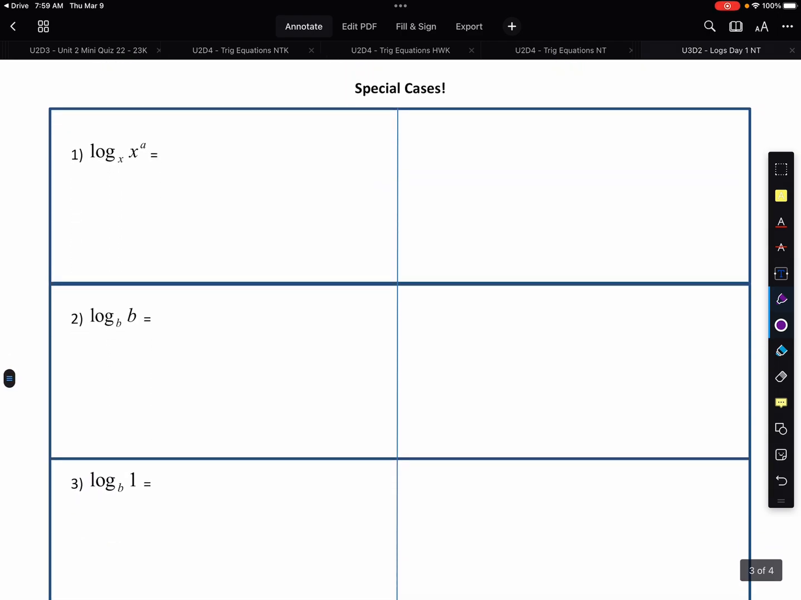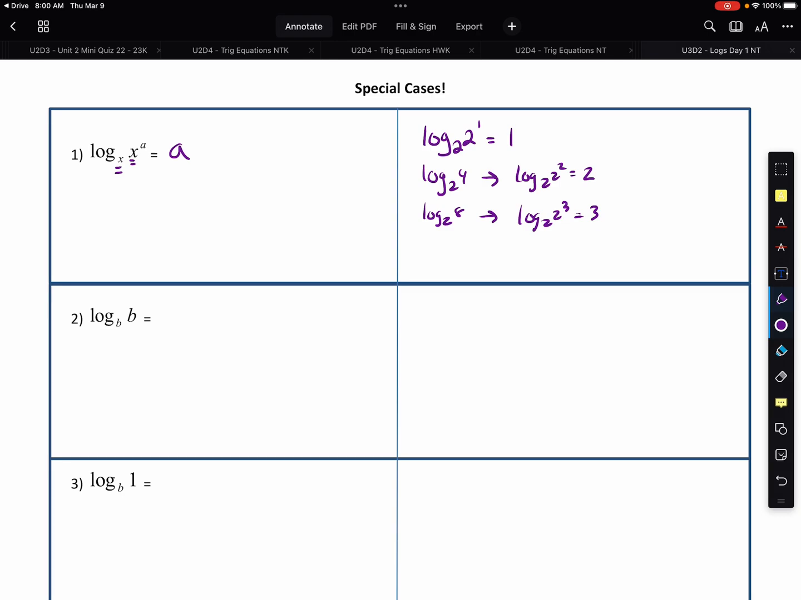I want to get some log rules out there, and these special cases will be beneficial to us as we move forward. If we have a scenario where the base and the argument are the same thing, the answer is 1. So if you have log base 2 of 2, technically there's an invisible 1 exponent there, so this equals 1. If you have log base 2 of 4, that's log base 2 of 2 squared, so it's 2. Log base 2 of 8, that's log base 2 of 2 to the 3rd, so it equals 3. Having these shortcut methods will make things a lot easier for us.